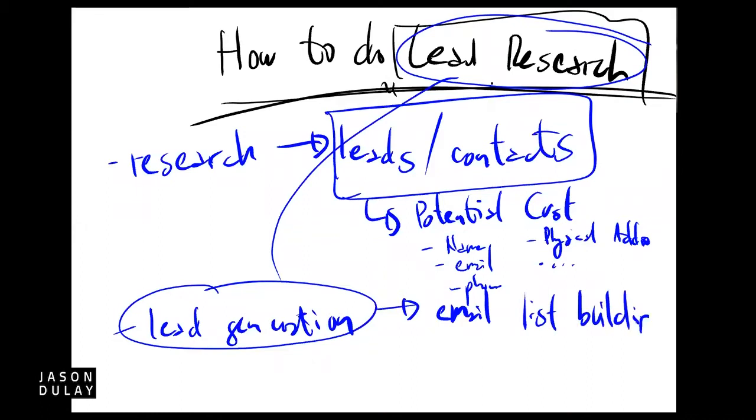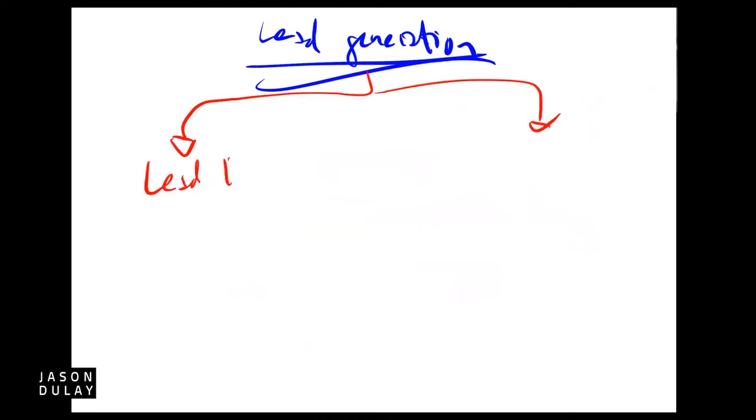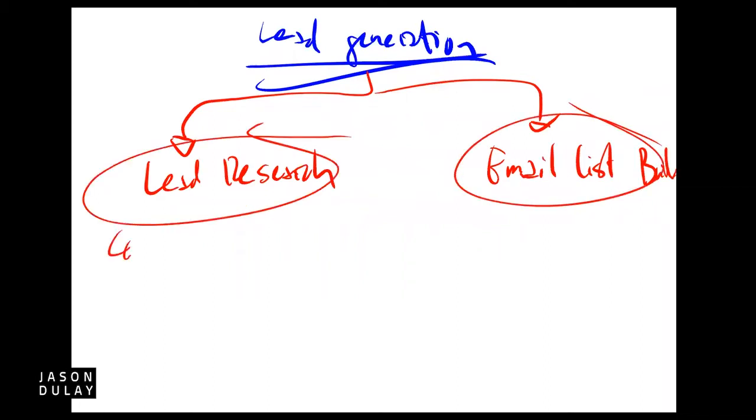So let's take a look at the difference here. When you accept a job for lead generation, you see these jobs on Upwork, clients hiring through these jobs, it could mean two things. It could mean lead research, or it could mean email list building. Two very different things. With lead research, you're doing research. You're finding information, contact information, names, phone numbers, and so on.